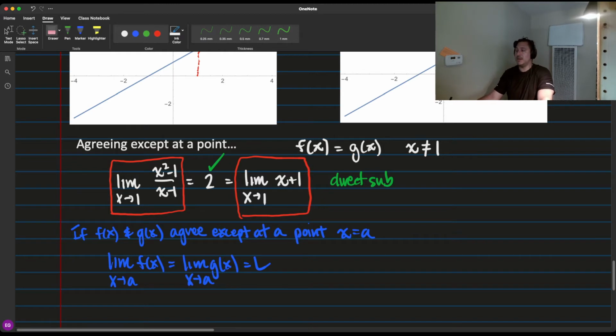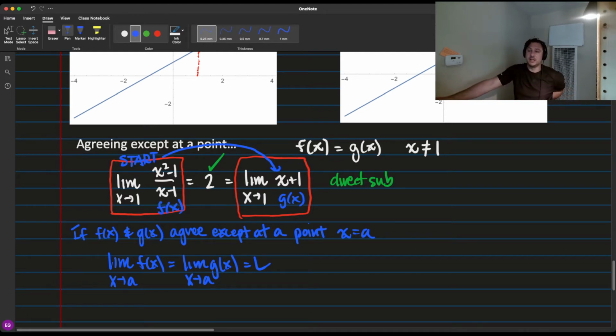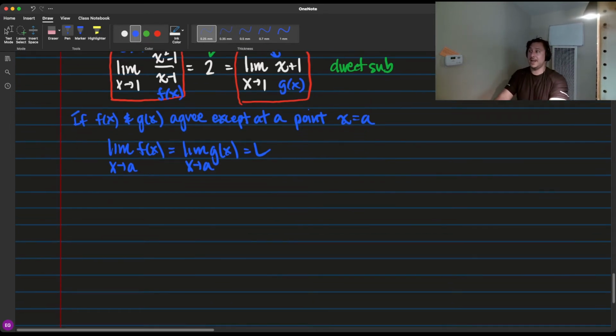Okay, so usually this is how it's going to work. You're going to be given a limit which you are unable to evaluate because the quotient rule would not work. What you're going to need to do is somehow find this other function, g of x. So you'll start with this one, f of x. You can't evaluate it. You're going to somehow find a function that agrees with the one you started with, and you will be able to evaluate it. So there are some techniques that you can use to do this, basically, and it involves factoring and canceling, usually.